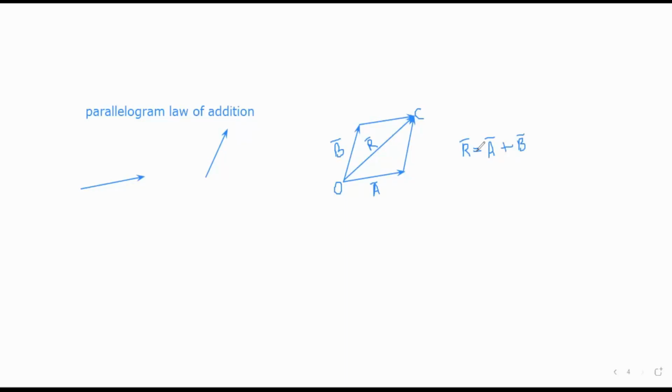Now coming to the subtraction. This is a parallelogram, and here we have not written our vectors. This was our A vector.